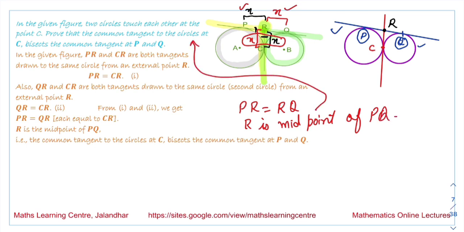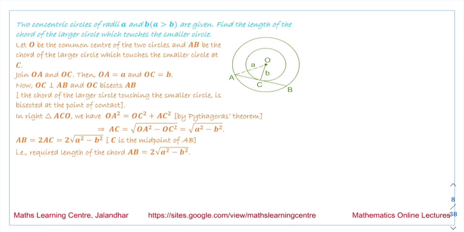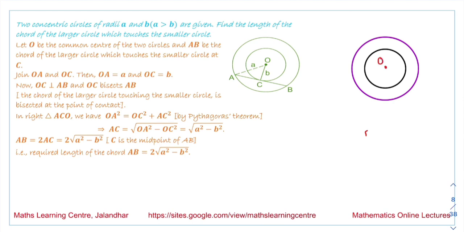Next is two concentric circles of radius A and B. Two concentric circles means we have two circles whose center is same. Suppose the center of both these circles is this point O over here. It is given that the radius of the larger circle is A, and this is the radius of the smaller circle. Find the length of the chord of the larger circle which touches the smaller circle.